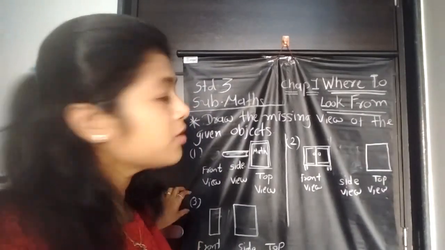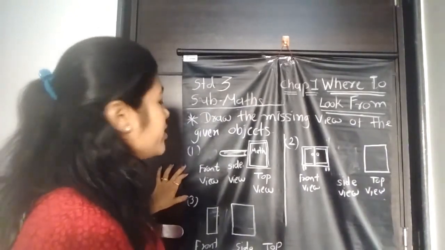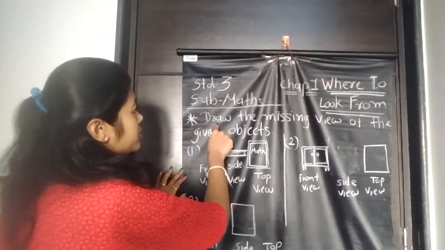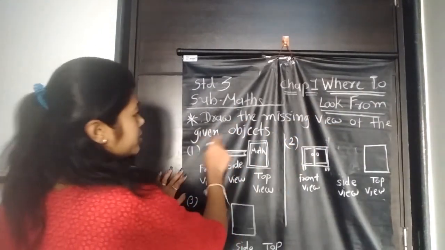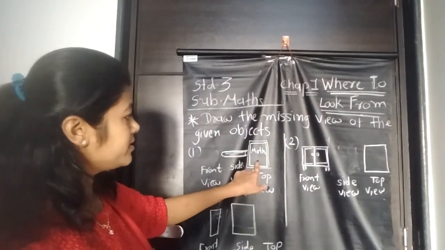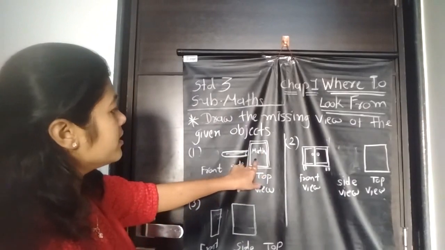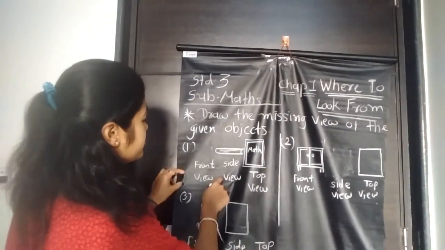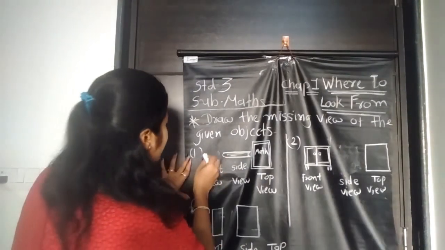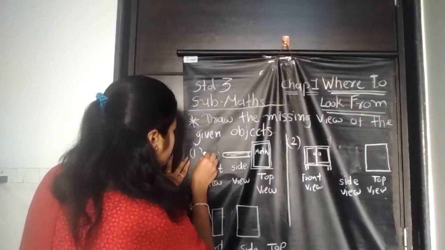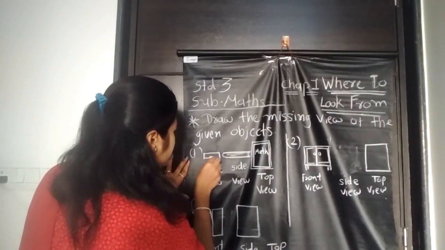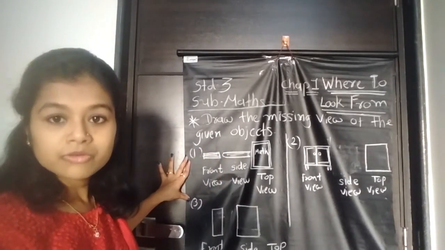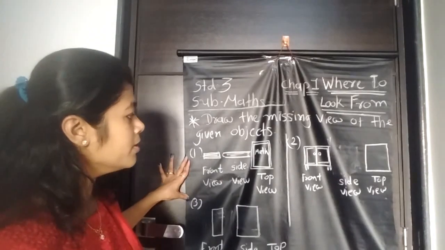Now, based on the different views of an object, there is one exercise that we have to do over here. Draw the missing view of the given object. We can see that there is a top view of the book. This is the side view of the book, and we have to draw the front view. The front view is a very little one. So this is the front view of the book.